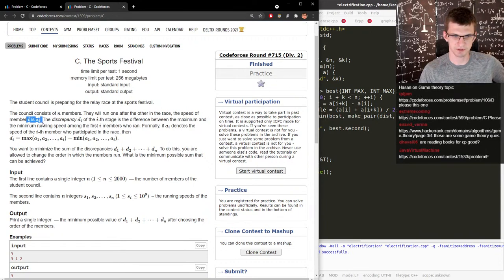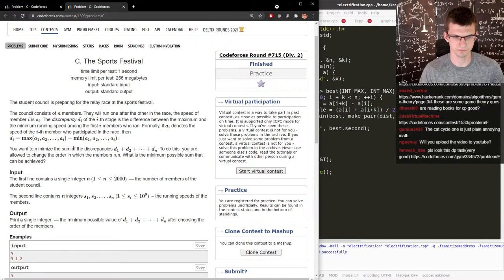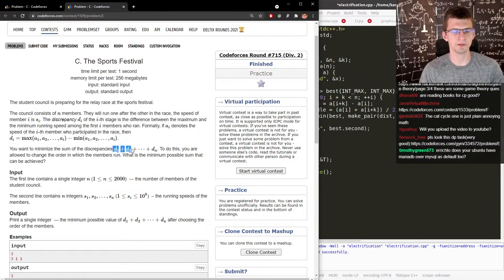And members, each one with some speed. Discrepancy is the difference between the fastest and the slowest. Minimize the sum of discrepancies. Oh, we need to order them in order to minimize. For every prefix, after reordering them, we care about the difference between maximum and minimum, and we want to optimize for this difference.